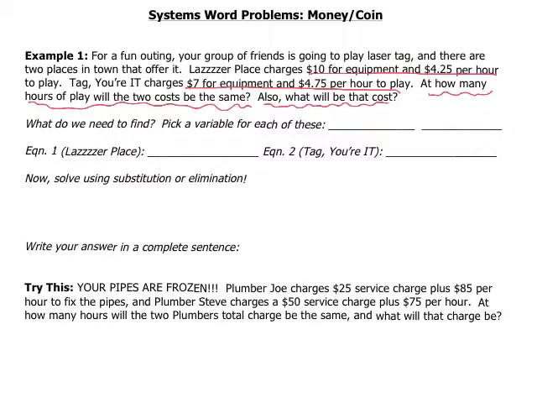So what do we need to find? Well, we need to find the hours that the 2 will be the same. What variable would you like me to make that? X. All right, so X. No, make it H. H as an hour. All right, I am a man of the people. I can do that.